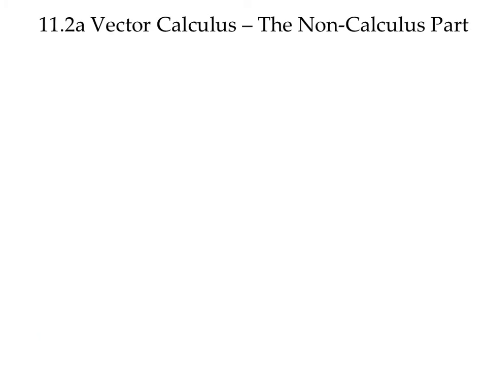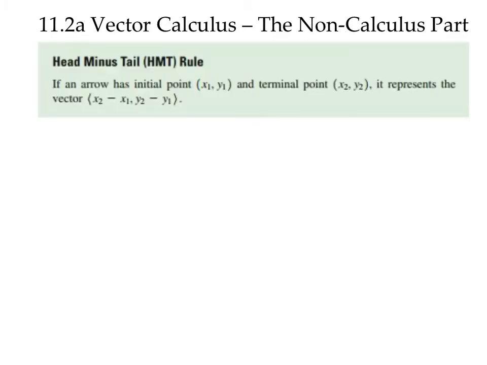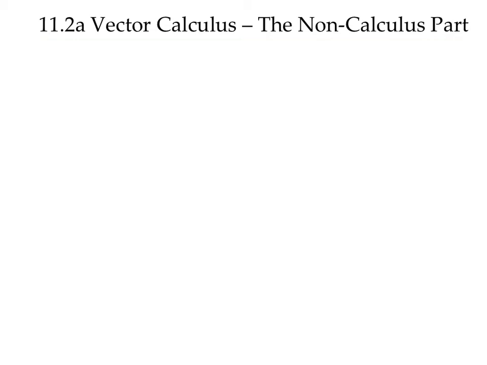If you're given the initial point, also known as the tail, and the terminal point, also known as the head, of a vector, you can convert it to a located vector using the following. If an arrow has an initial point or tail of (x1, y1) and a terminal point or head of (x2, y2), it represents the located vector <x2 minus x1, y2 minus y1>. And here's a quick example to put our knowledge to use.